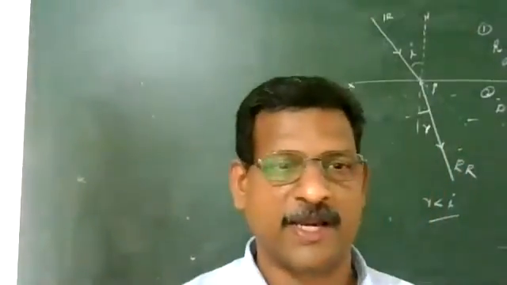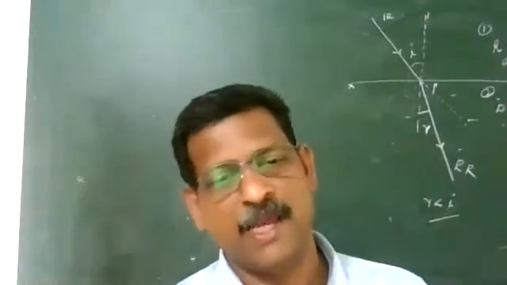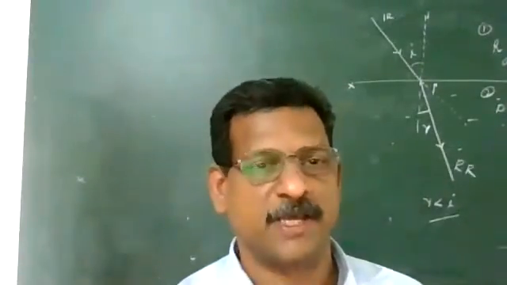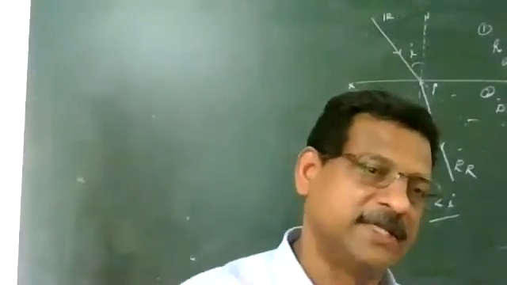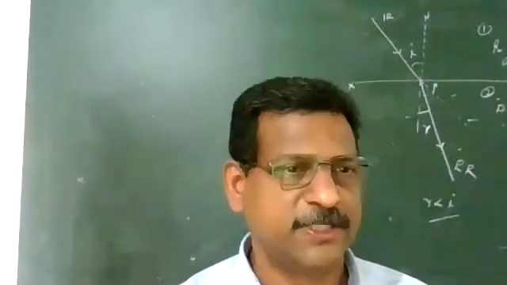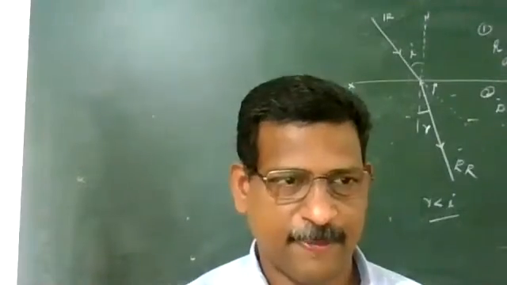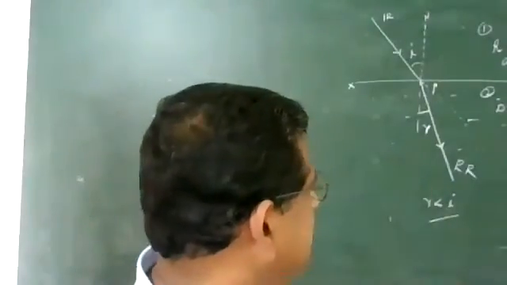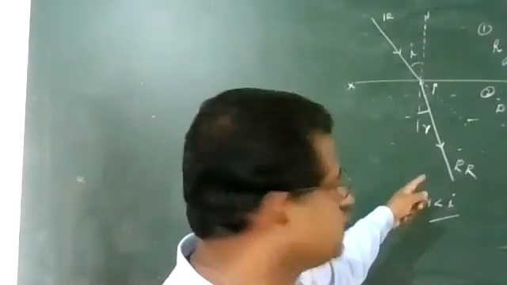How do you compare rarer and denser? This depends upon the velocity of light. In some medium, light is very free to travel, and we consider that a rarer medium. In some medium, light velocity is very less, so we say that's a denser medium. So it is optical density that relates with the velocity of light. Okay. So in this case, light is coming from rarer to denser, so the light ray bends toward the normal.